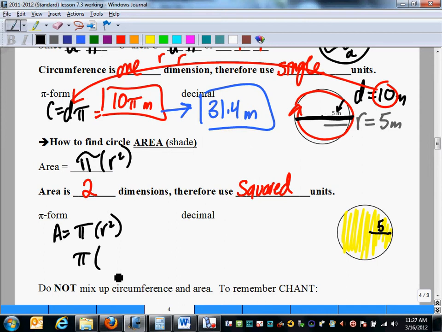Five times 5, 25. Thank you, sir. So the answer here is simply 25 pi. Watch your units. What was under there? Was it meters or centimeters? Was it meters? Meters squared.